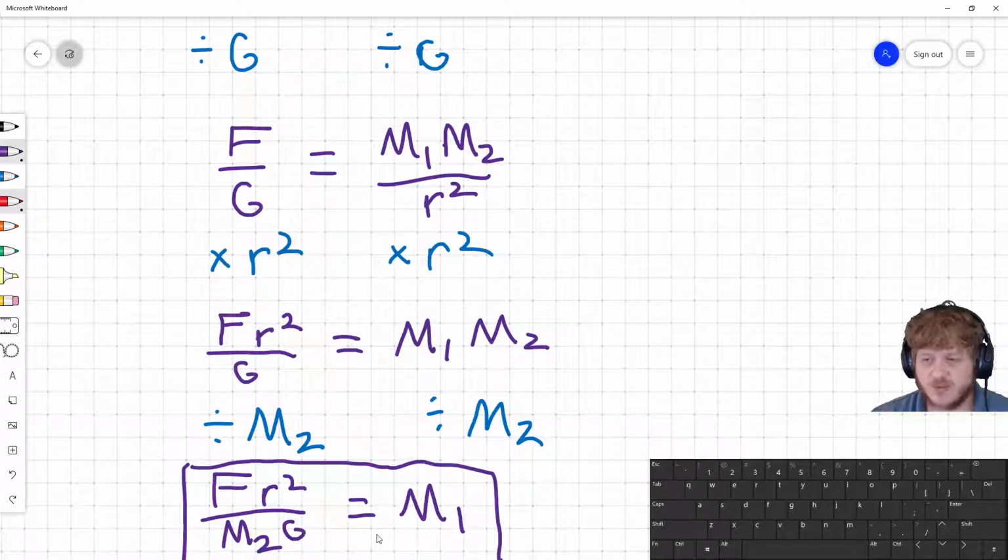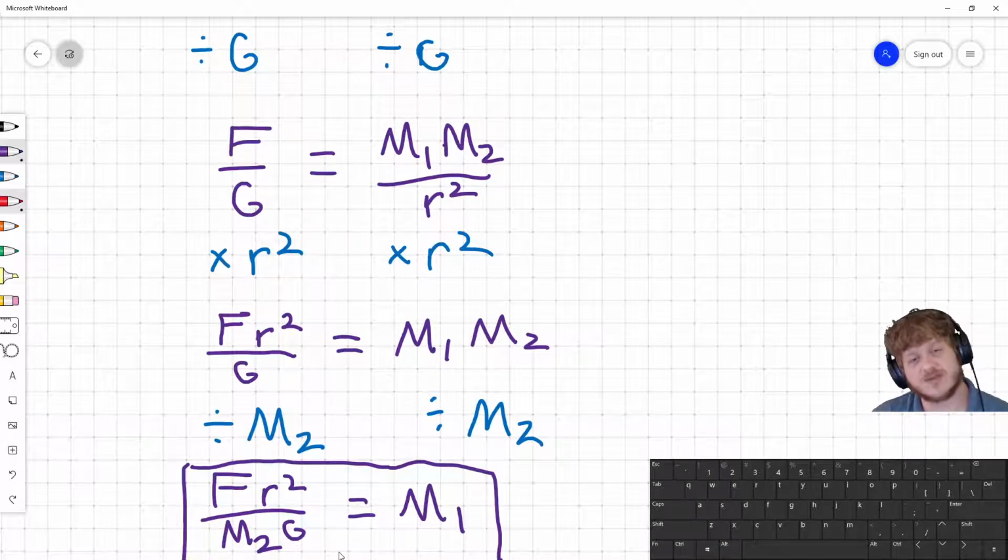And we can just swap 1 and 2 if we wanted to, say, solve for m2 instead of m1, because overall, in the grand scheme of things, it doesn't make a lot of difference which mass you label as mass 1 and mass 2. It's pretty much the same equation to calculate for both of them.